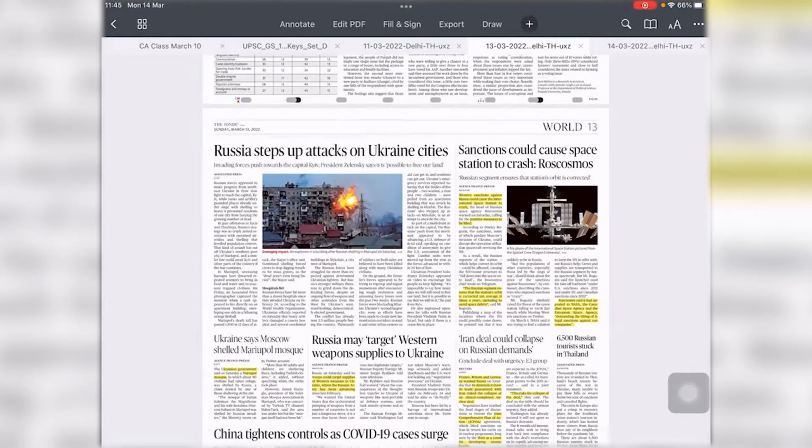Okay. Is it the apex body for security in the country? Which is the apex body for security in the country? What are the special provisions of NIA? Does it have extraterritorial jurisdiction? Does NIA have extraterritorial jurisdiction?